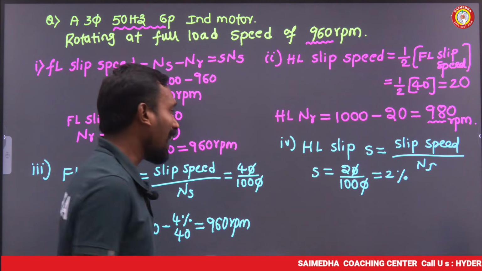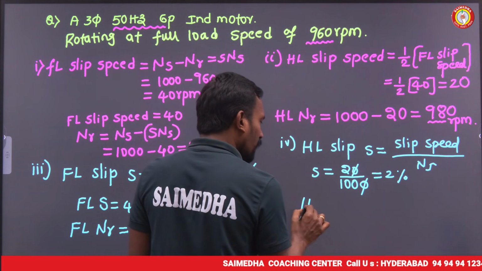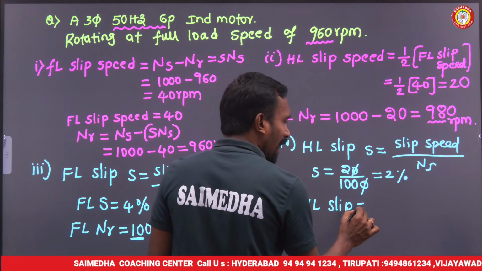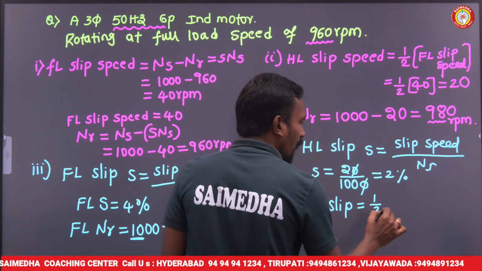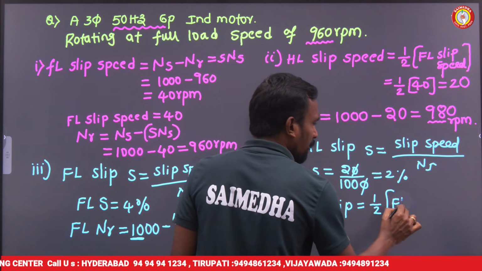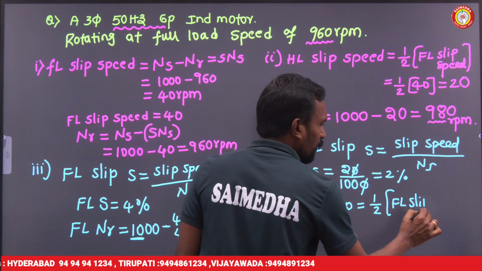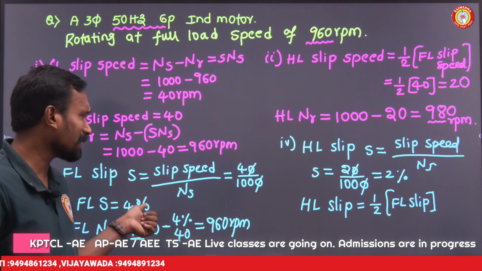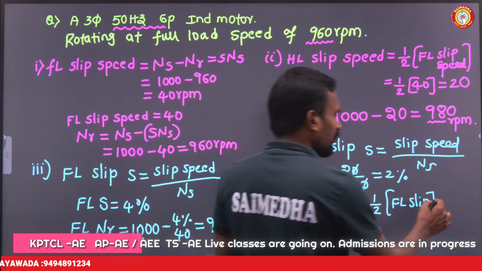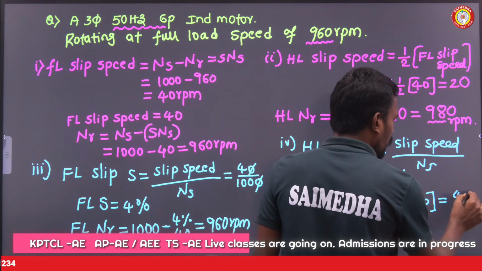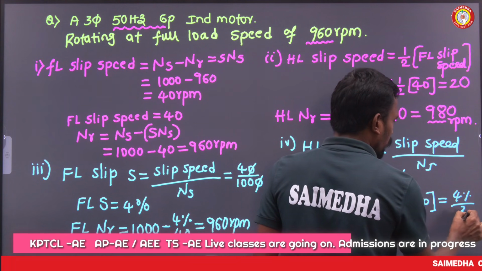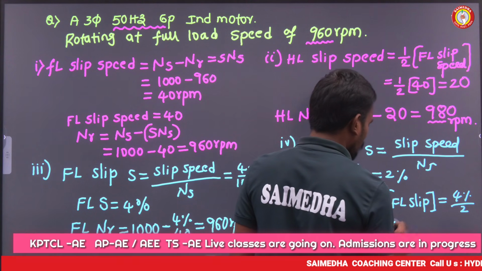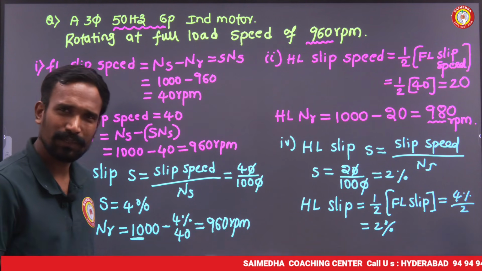That's it. Otherwise, we have another formula. Off-load slip is equal to half of the full load slip. What is the full load slip? Full load slip is 4%. Half of 4% is 2%. So 2% is the slip at off-load.